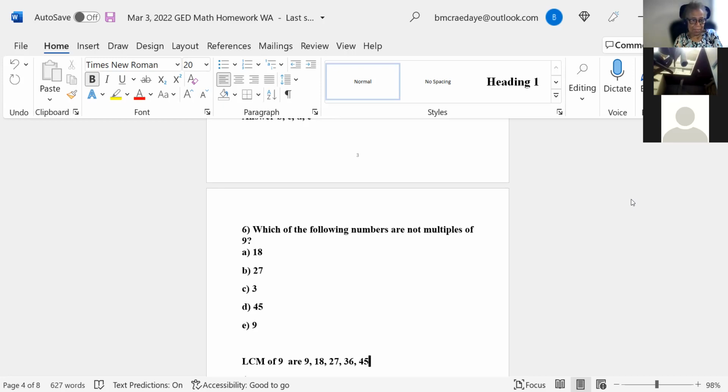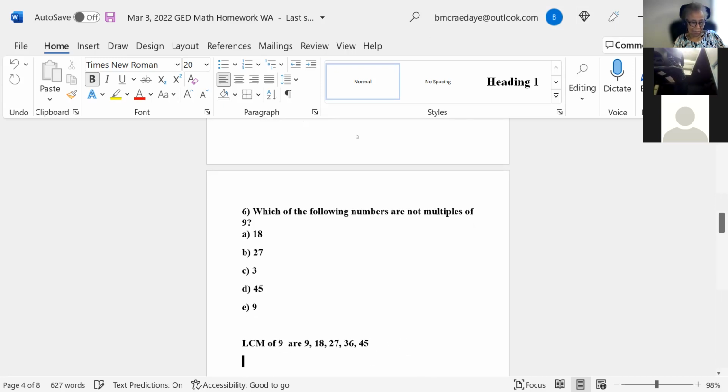Well, 18 is a multiple, 27 is a multiple, 3 is not a multiple, 45 is a multiple, and 9. So the one that's not is which one? C. That's right, so answer C, because C is not a multiple. In other words, when you take 9 and multiply it by 1, the lowest number you get is 9. So 3 is too small, right?